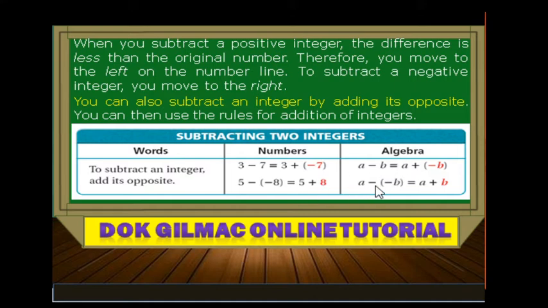In algebra, if the two integers are denoted by a and b, we have a minus b is just the same as a plus negative b. a minus negative b is just equal to a plus b. So take note of that.